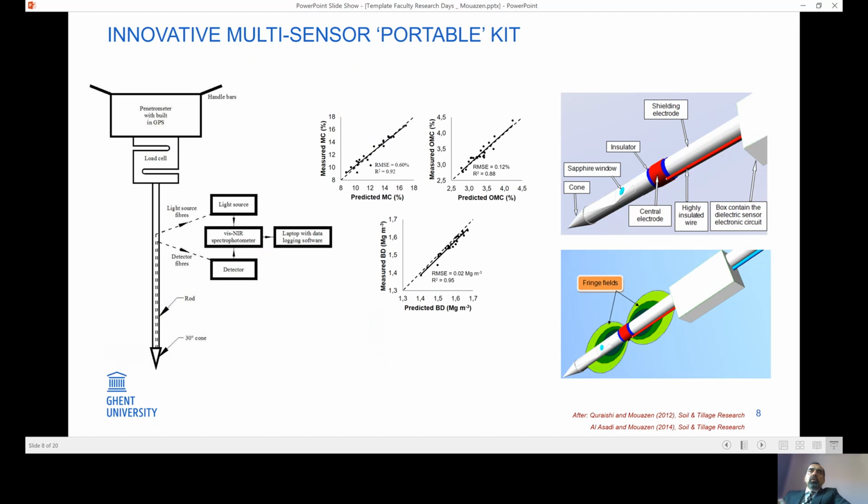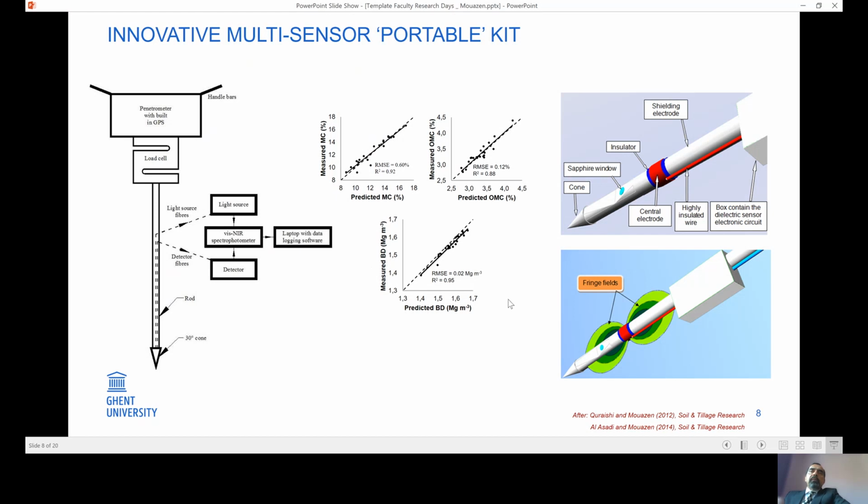But also we have developed a portable system that is also equipped with NIR spectrophotometer, and there are optical fibers put within the shaft of the penetrometer, and then there is a sapphire window that collects diffuse reflected light. And in the same way as we have seen for the online system, we can predict some key soil parameters like moisture content, organic matter content, and even bulk density based on a data fusion approach.